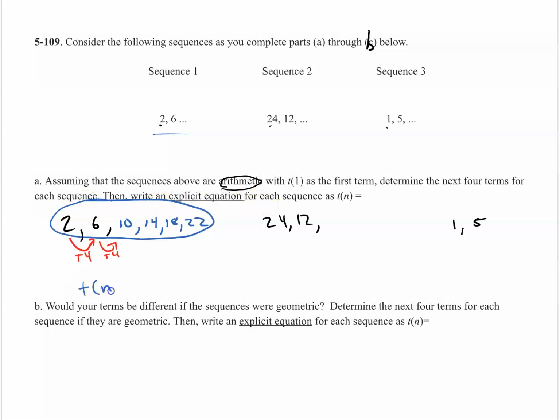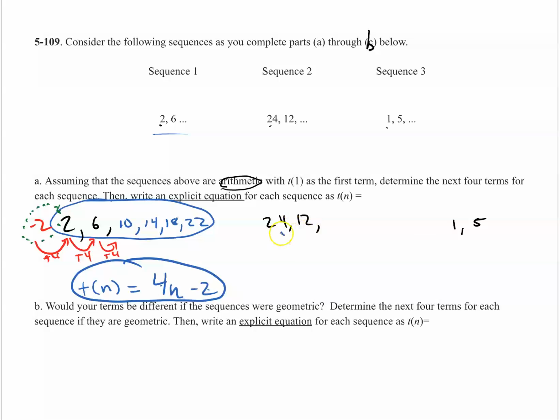So the explicit equation, t of n equals, we need to come back and find the 0 term. So what number could we add 4 to go to 2? And the answer is negative 2. Negative 2 plus 4 is positive 2. So our equation is 4n, that's the common difference, times n, minus 2. Common difference, 0 term. So let's start the next one, and then you can finish the next one.